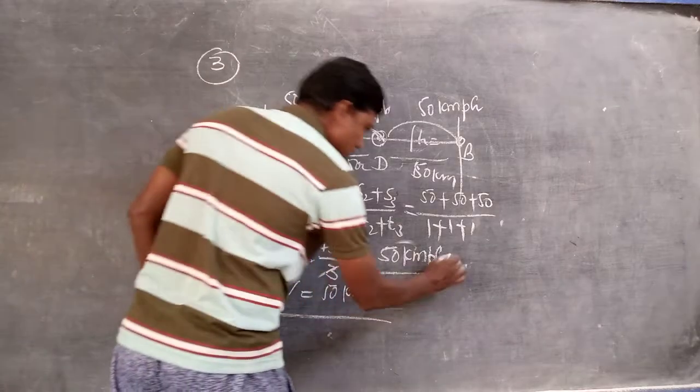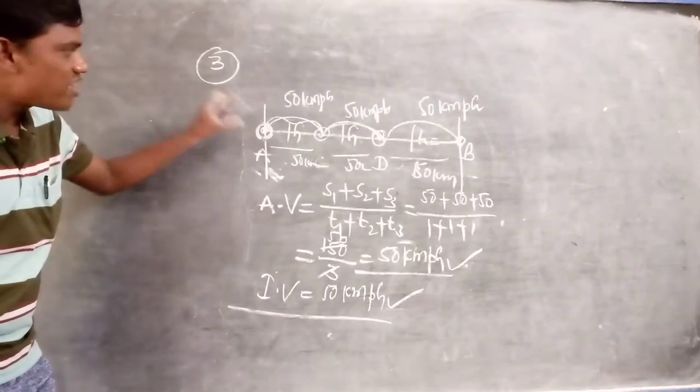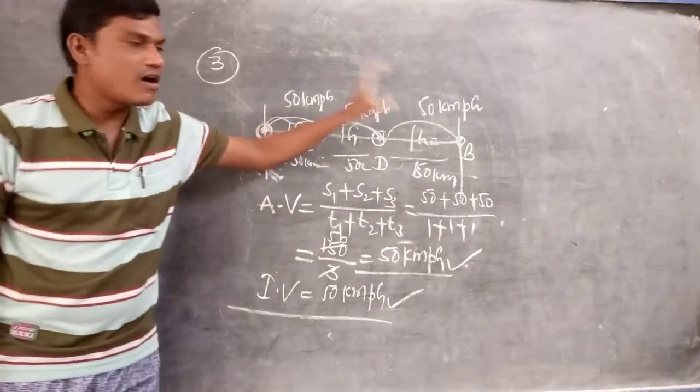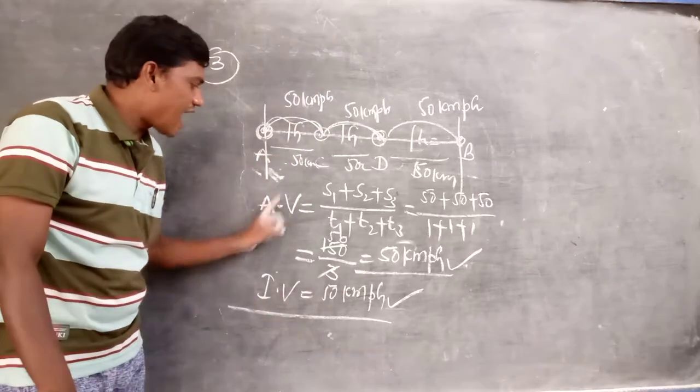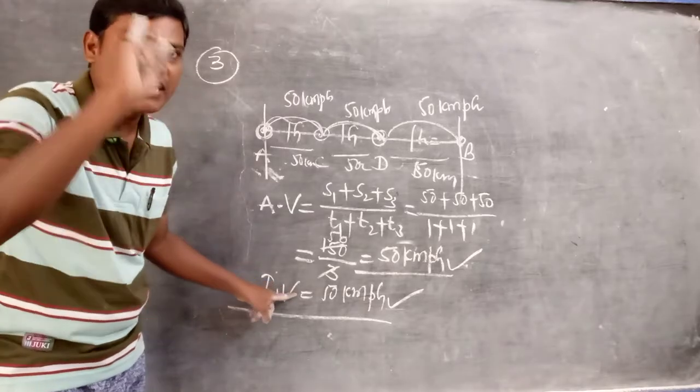So the average velocity is 50 and the instantaneous velocity is 50. Then what you can understand is that when a body is moving with constant velocity, the average velocity and instantaneous velocity are both the same and do not differ.